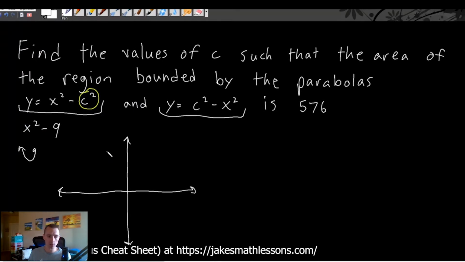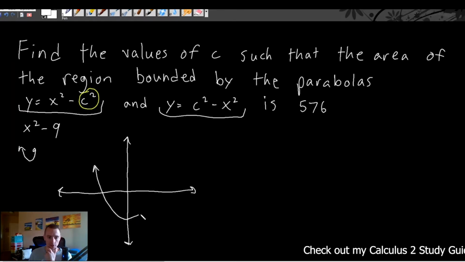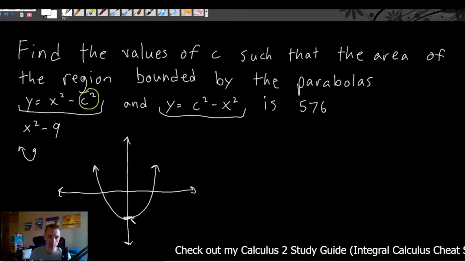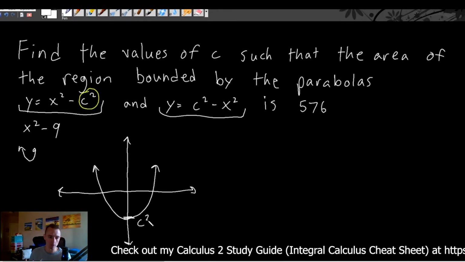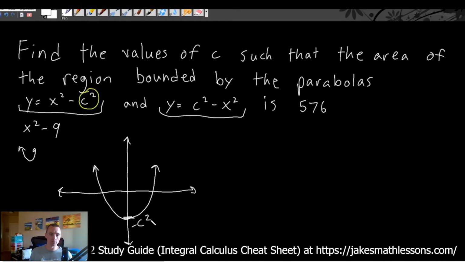If we just had the function x squared, it would look something like this. That was a pretty terrible sketch. It would look something like this. But since we have x squared minus some positive number, that's just going to shift this down some number of units, so we would have something down here. How many units is it going to shift down is the next logical question. Well, it's going to shift it down c squared units. So we know that this vertex here is going to be at negative c squared, and this function is going to look something like this.